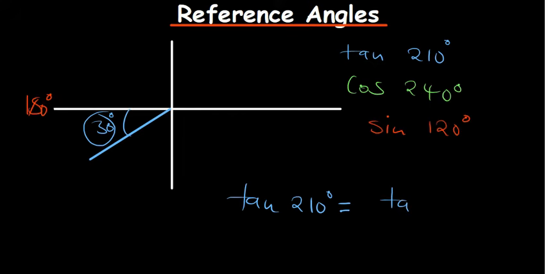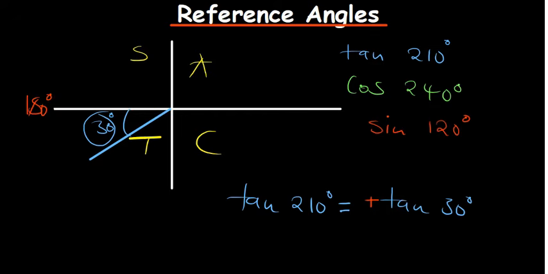Tan 30. Now we need to be careful with the sign. Which quadrant are we in? All students take calculus. So we know that tan is actually positive in the third quadrant. So the answer is going to be positive as it is. Okay? So positive tan 30.